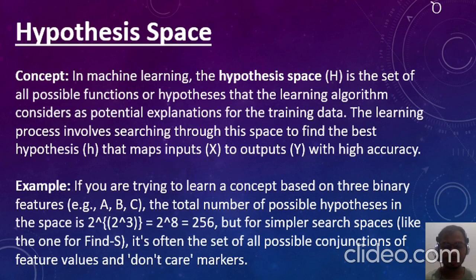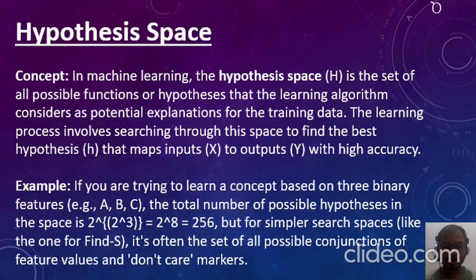Hypothesis space. Now what is hypothesis space? Component. In machine learning, the hypothesis space H is the set of all possible functions or hypotheses that the learning algorithm considers as potential explanations for the training data. The learning process involves searching through this space to find the best hypothesis h that maps input X to output Y with high accuracy.